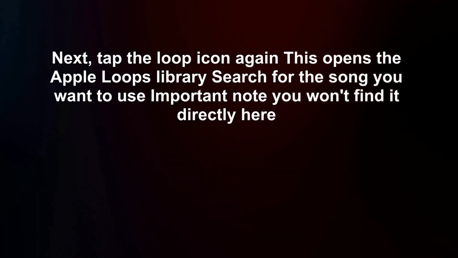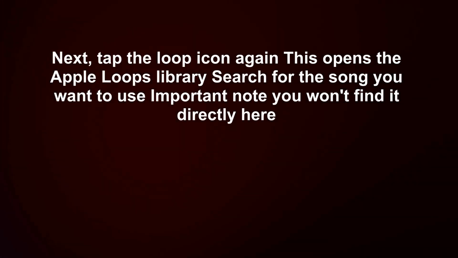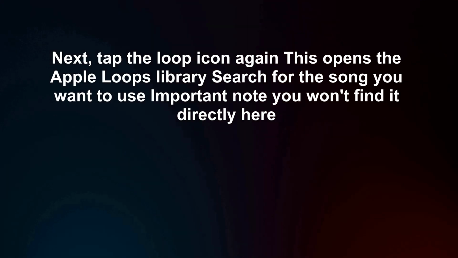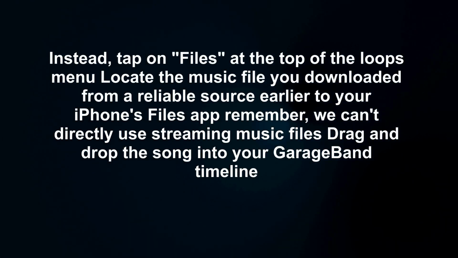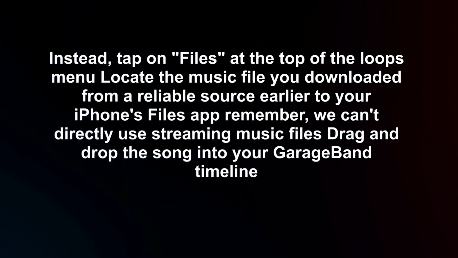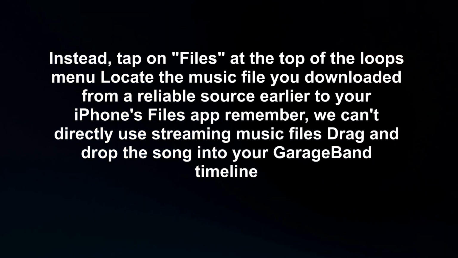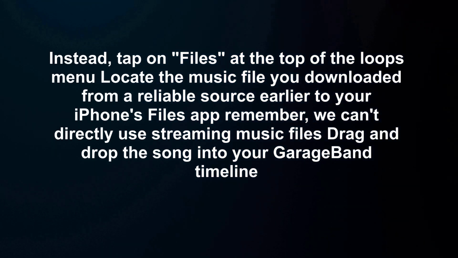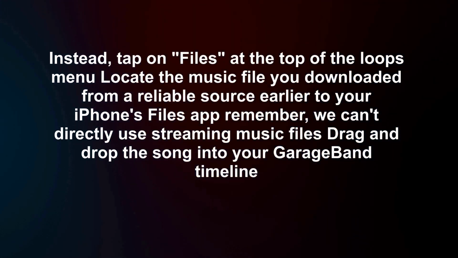This opens the Apple Loops library. Search for the song you want to use. Important note, you won't find it directly here. Instead, tap on Files at the top of the Loops menu. Locate the music file you downloaded from a reliable source earlier to your iPhone's Files app. Remember, we can't directly use streaming music files.